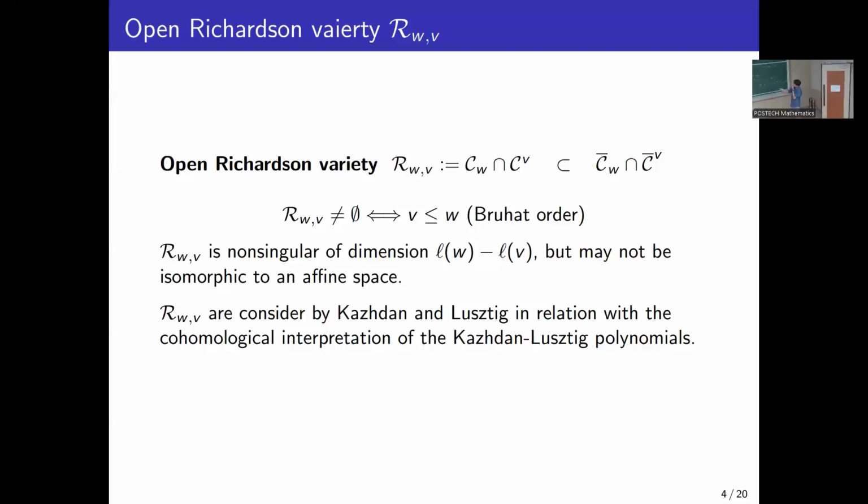It is known that the open Richardson variety is non-singular, and its dimension is the difference between the lengths of the two elements, but it may not be isomorphic to an affine space, so it is different from the Schubert cell case. And this variety was considered by Kazhdan and Lusztig in relation with the cohomological interpretation of the Kazhdan-Lusztig polynomials. I did not explain about this one, so I just mention that some people are interested in this variety for some reason. It's different from my motivation anyway, so it's studied by many people.